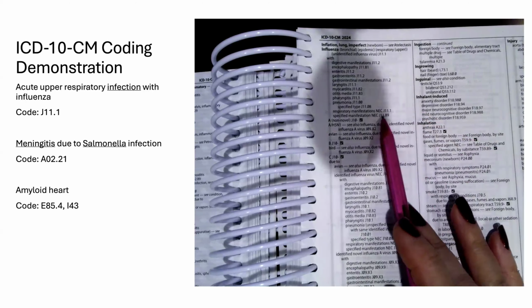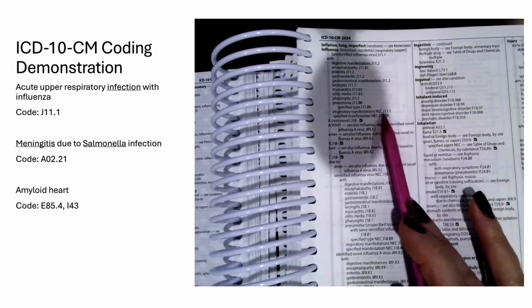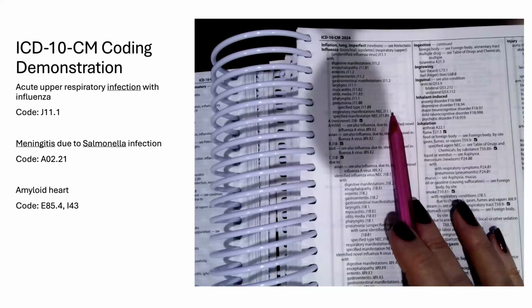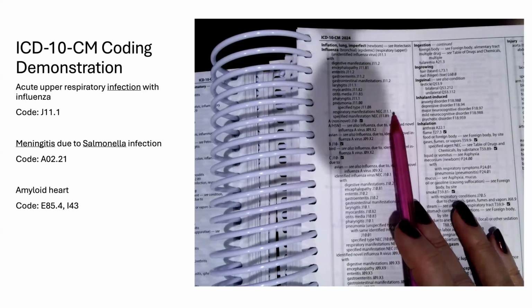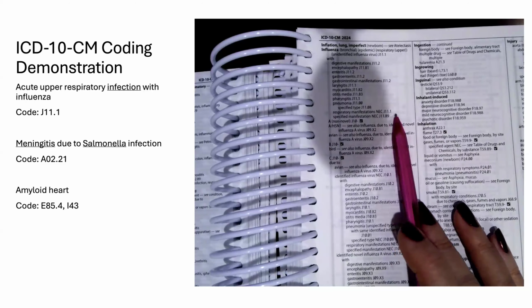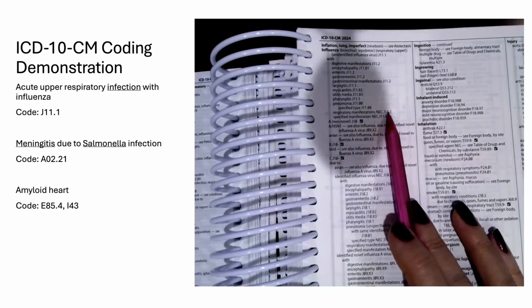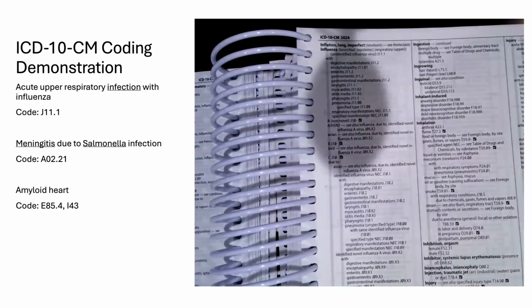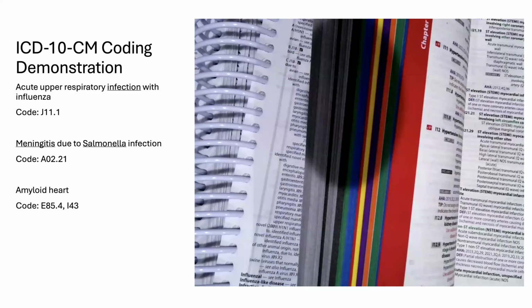So here we have J11.1. Now remember, we never code from the index. We always verify in the tabular list. So now I'm just going to verify that. You're going to have a piece of scratch paper and you're going to write out whatever you find in the index, and then you're going to flip over to the tabular list. So let's go look for J11.1.